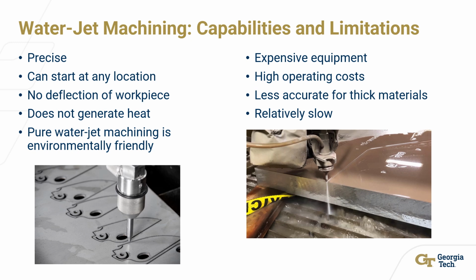The main limitation of water jet machining is its cost. Not only is the equipment expensive to purchase, but it is also expensive to operate. Therefore, it is typically only used for machining workpieces that require extremely precise cuts or have high flexibility or sensitivity to temperature.